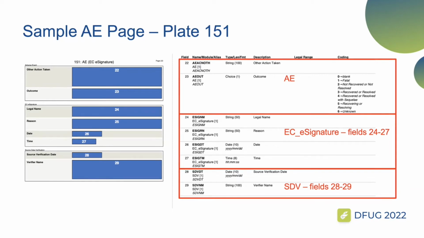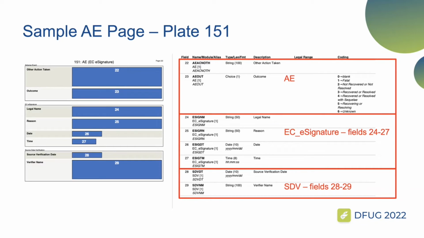So the SDV module, in my case, I just have a date field when the SDV happened, and then the verifier's name, and there's an edit check that fills those in if you're an SDV user. If you're not an SDV user, then they're hidden by an edit check as well. So the site investigator that's completing the form wouldn't even see these SDV fields because they're not really relevant to them.